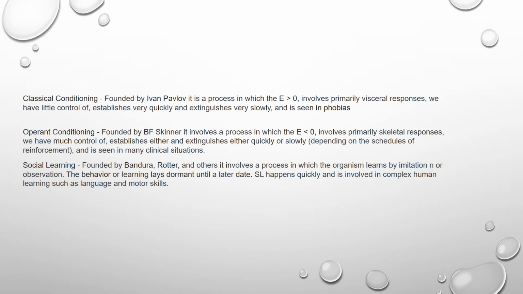So classical conditioning was founded in 1904 by Ivan Pavlov, and it's a process in which the environment, E, elicits a response out of the organism, O. It involves primarily visceral responses that we essentially have little control of, and establishes very quickly and extinguishes very slowly. You see these things in food aversion and phobias. You probably recall a famous experiment with little Albert, who was classically conditioned to be afraid of masks and other things.